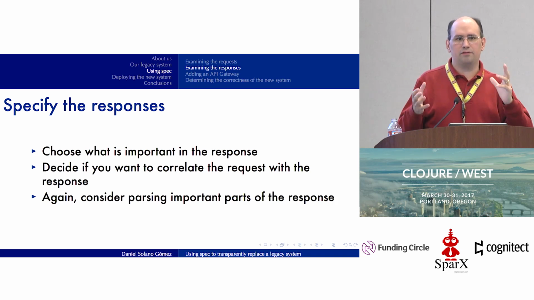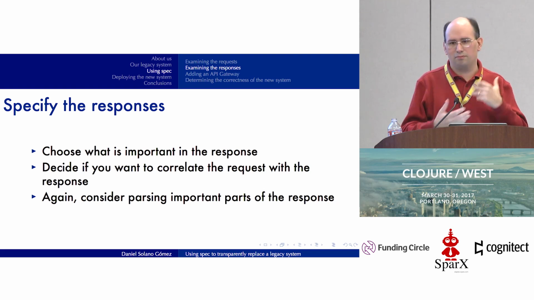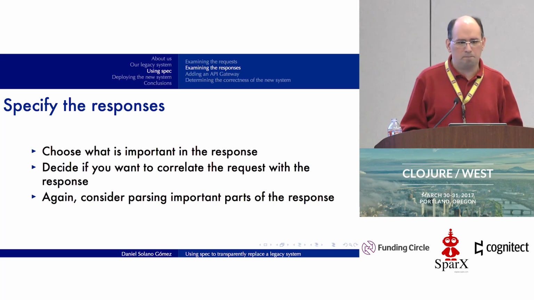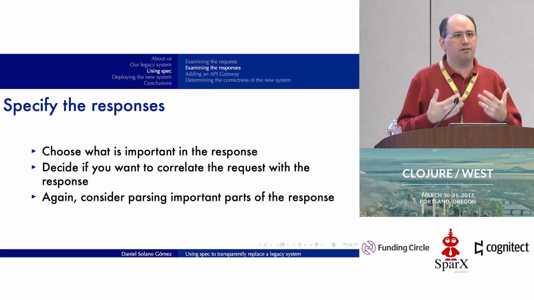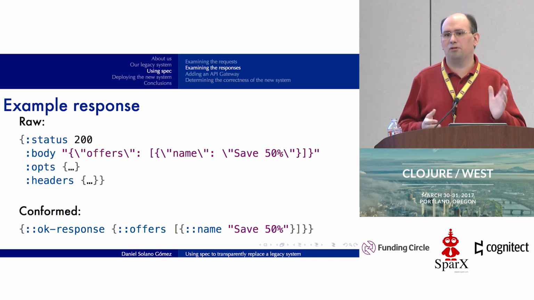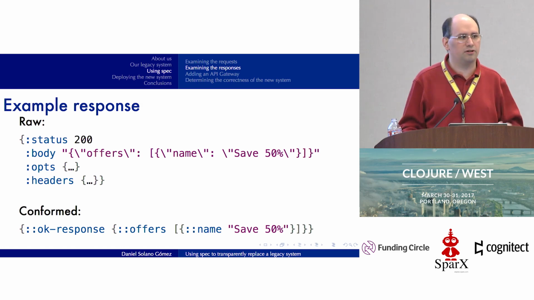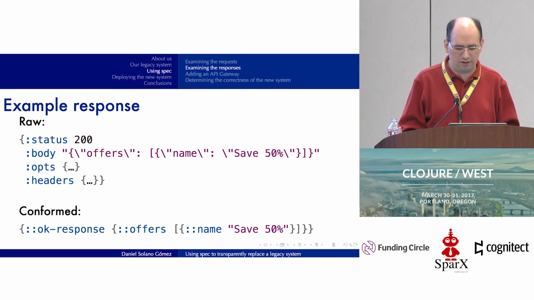Once you have the results, they may contain things you don't care about, like all sorts of headers, or stuff inside the response that you don't really care about. But in either case, what you want to do is collect all the data and then start specifying things. In our example, we just invoked the endpoint, and we have the map that's returned from our HTTP client. There are things we don't care about, like the options that were passed in with the request, and headers.